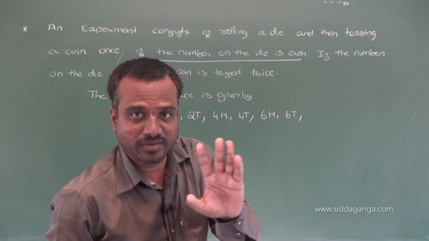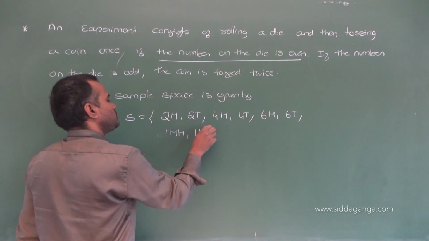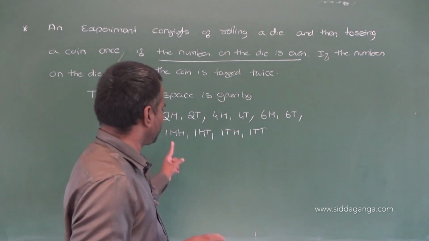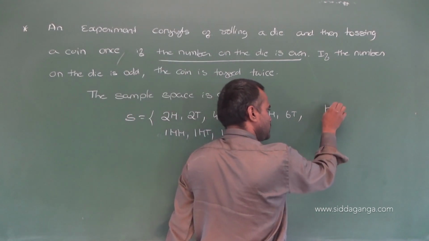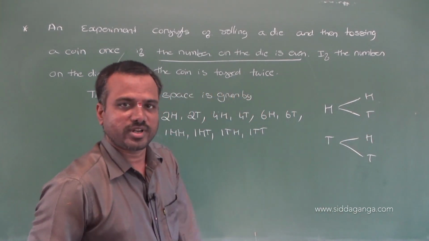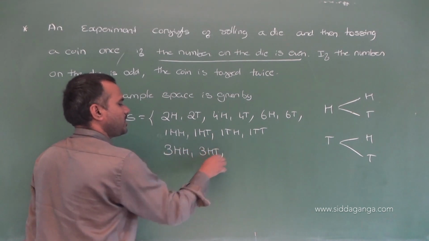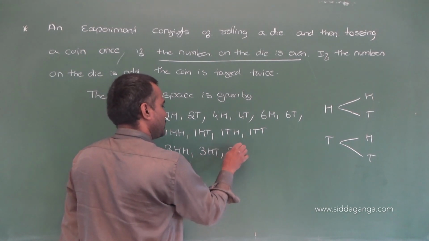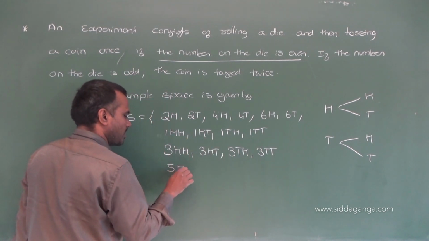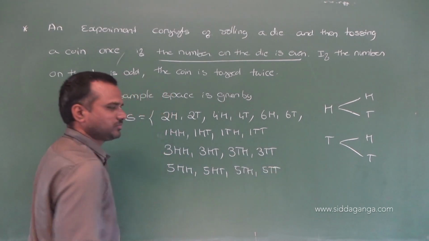The possible outcomes are head head, head tail, tail head, tail tail. So 1 HH, 1 HT, 1 TH, 1 TT. If you don't know very well, write the tree structure, very easy to understand. Number 1 is over. 3 head head, 3 head tail, 3 tail head, 3 tail tail. 1 is over, 3 is over. 5 head head, 5 head tail, 5 tail head, 5 tail tail. Over.